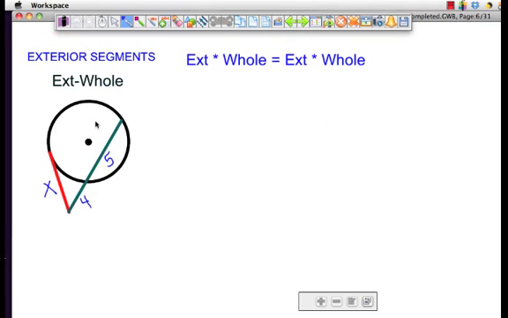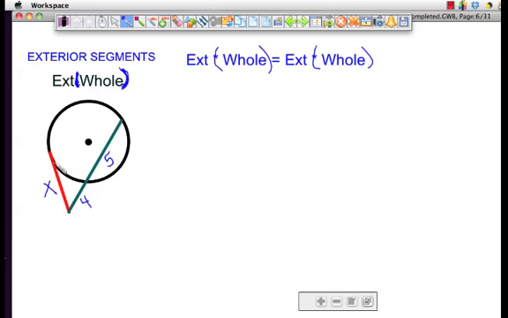This last one, I just want you to get the main idea. It's the exterior piece times the whole piece. I don't want you to have to memorize more than you need to. There's another formula here, but don't worry about it. Just worry about exterior times the whole. Exterior piece times the whole piece.